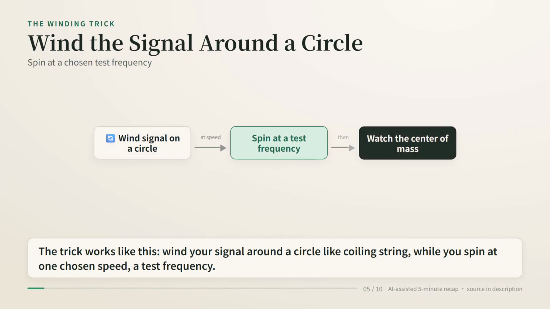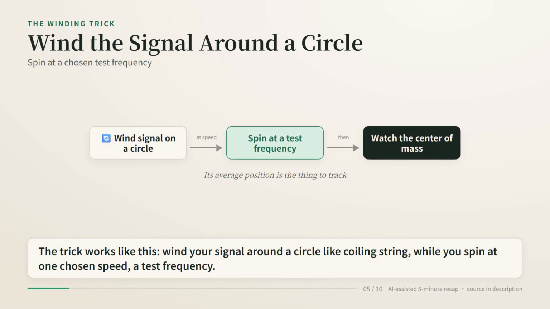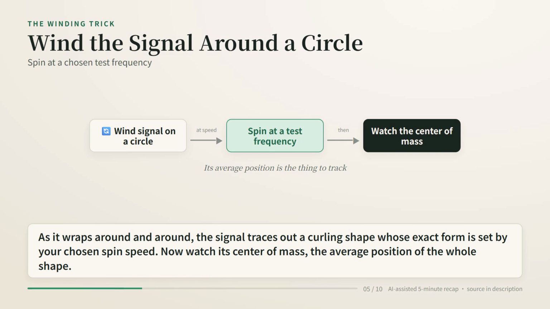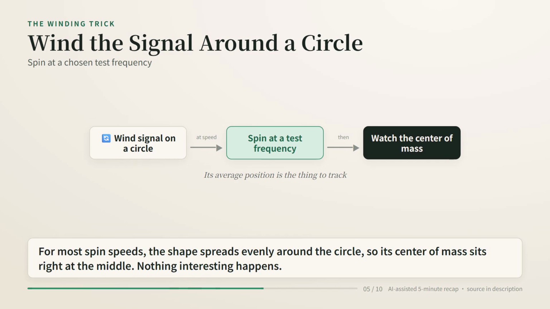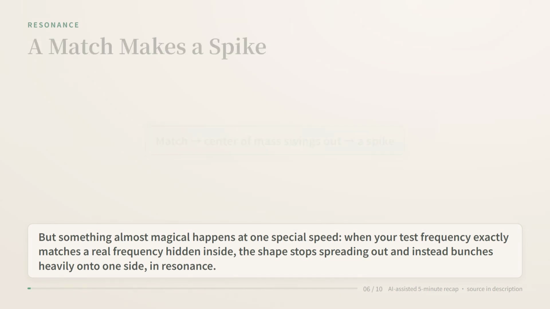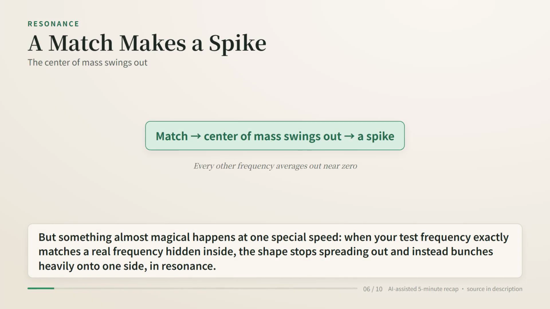The trick works like this: wind your signal around a circle like coiling string, while you spin at one chosen speed, a test frequency. As it wraps around and around, the signal traces out a curling shape whose exact form is set by your chosen spin speed. Now watch its center of mass, the average position of the whole shape. For most spin speeds, the shape spreads evenly around the circle, so its center of mass sits right at the middle. Nothing interesting happens. But something almost magical happens at one special speed.